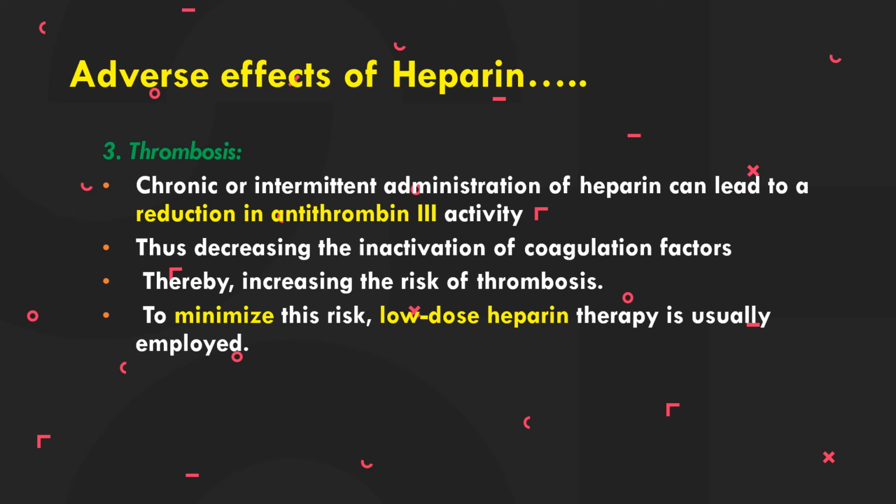So आपने क्या करना है इस रिस्क को मिनिमाइज करने के लिए? You should give low dose heparin. ठीक है? ये नहीं कि आप हेपरिन हाई डोज में देते ही जाओ, and since it binds to antithrombin 3 and causes inactivation of clotting factors, तो ये ना हो कि सारी की सारी antithrombin 3 हाई डोज की वजह से it gets depleted, और जब antithrombin डिप्लीट हो जाएगी there is risk of thrombosis.